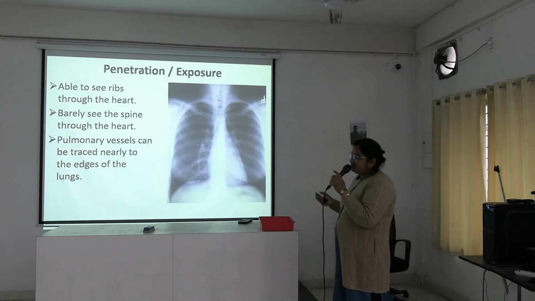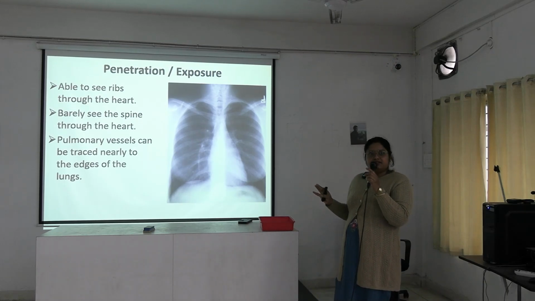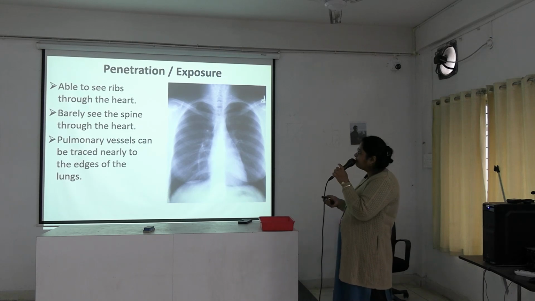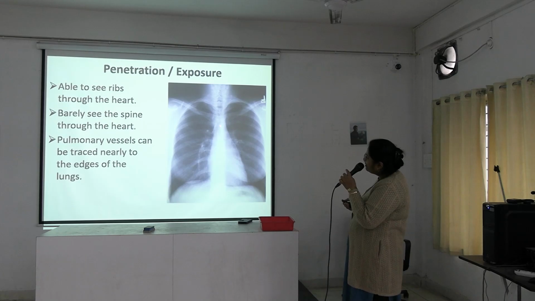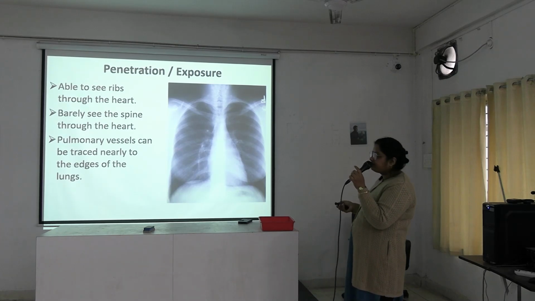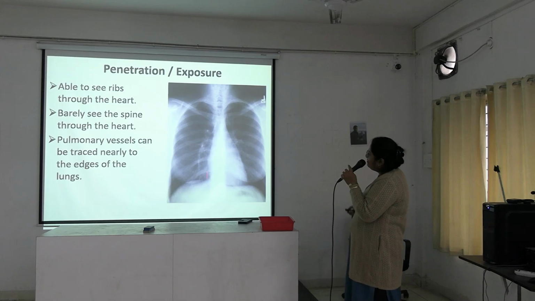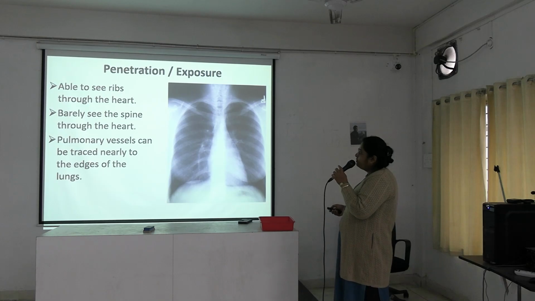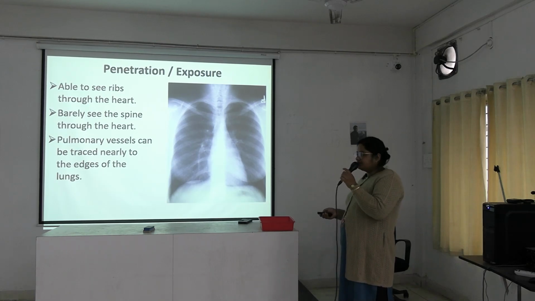So what is penetration? Penetration of the X-ray has to be proper. Low penetration is also not good. High penetration is also not good. Okay. So you have to be able to see the ribs through the heart. Rib shadows you will see. Okay. Barely see the spine through the heart. Vertebral column is barely seen. Only the spine can be seen near the tracheal shadow. And pulmonary vessels can be traced nearly to the edge of the lungs.